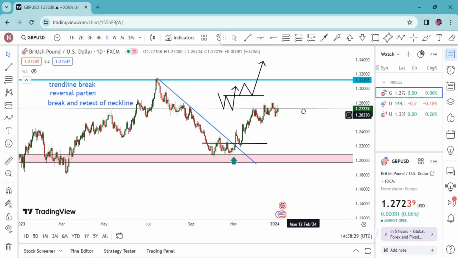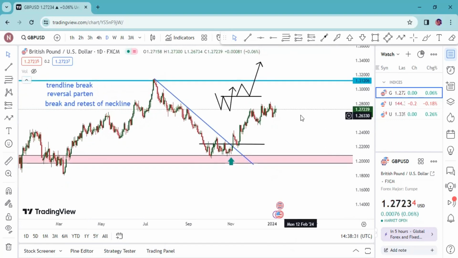Now we can start. Is my line broken? Yes, it's broken. Is the neckline broken? Yes, it's broken. Now it's break and retest. My neckline is broken and retested. Yes, it's broken and it's retested. Now how do I enter?